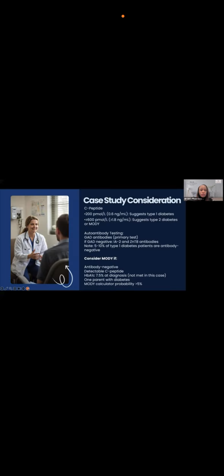So again, we talked about those, the GAD and so forth. GAD is always a primary test that you want to think about. And then, of course, the other antibodies are 1A2 and the ZnT8. Again, be aware that 5 to 10% of your type 1 diabetics would have antibodies that come back negative. So you want to consider that.